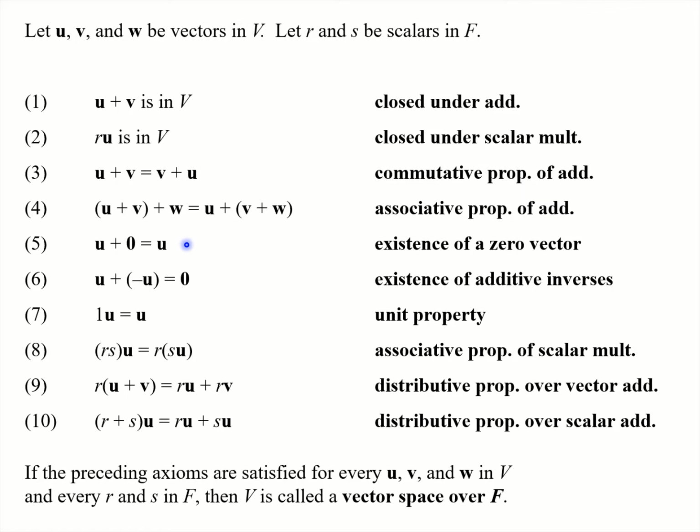You've got the existence of a zero vector, existence of additive inverses, the unit property, associative property of scalar multiplication, distributive properties. Okay, if the preceding axioms, and that's what those 10 things are called, are satisfied for every U, V, and W in V, so for all the vectors, and every R and S in the scalar field, which will most of the time be the real numbers, then V is called a vector space over F. Okay, so now it's when things become very abstract.